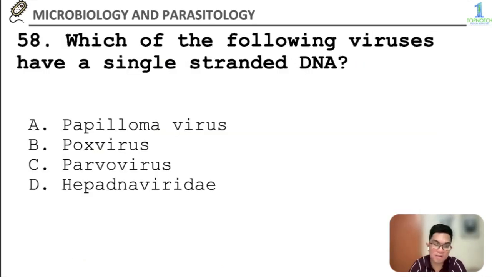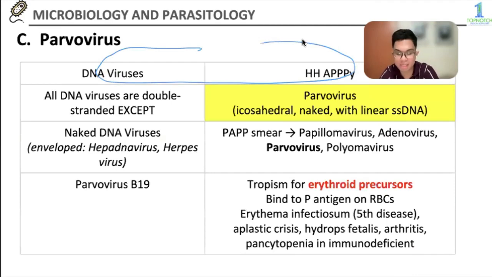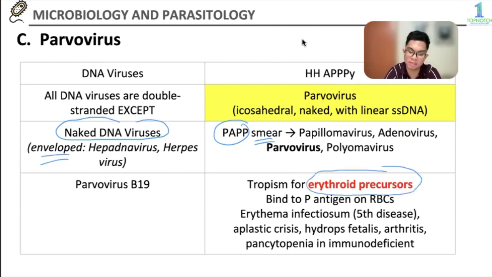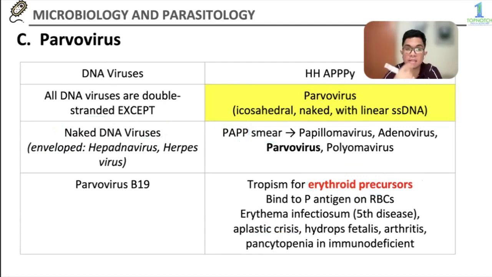Last three questions. So the only virus with single-stranded DNA, that's your parvovirus. Okay? So the DNA viruses, their mnemonic is HHAPPPy, no? So all DNA viruses are double-stranded except parvo. Kasi parvo has a linear single-stranded DNA. So the naked DNA viruses are your PAP smear, PAP. So papillomavirus, adenovirus, parvovirus, and polyomavirus. So yung dalawang H's mo are not naked, they are enveloped. And parvo has a tropism for erythroid precursors. Kaya pwede kang magkaroon ng erythema infectiosum, aplastic crisis, hydrops fetalis, and the like. Okay? So erythroid precursors yung target niya.